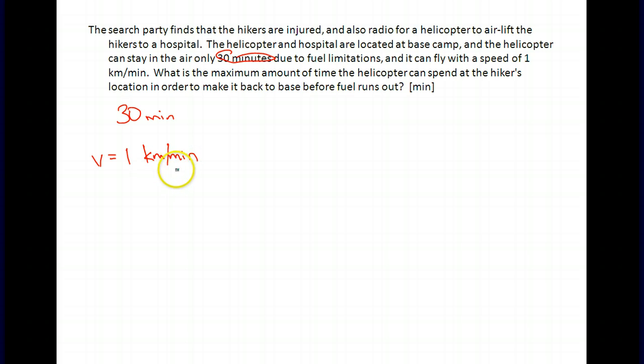And how far is it from the base camp to the site where the hikers were found? Yeah, we've got to find that. We've got to find that vector distance. How would we figure that out? The square root of the horizontal displacement squared plus the vertical displacement squared.